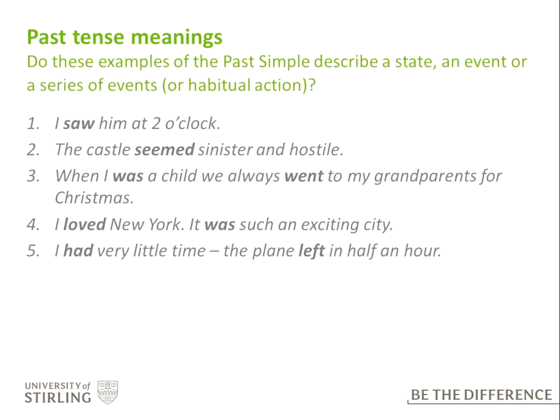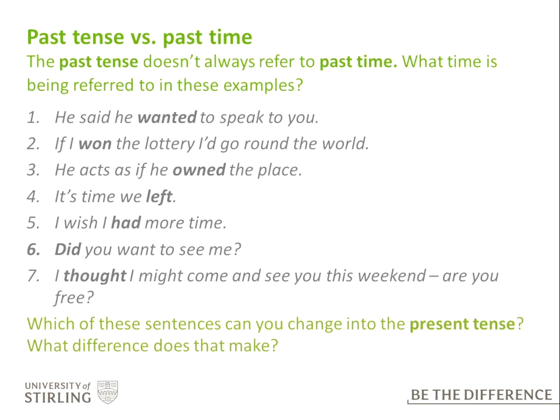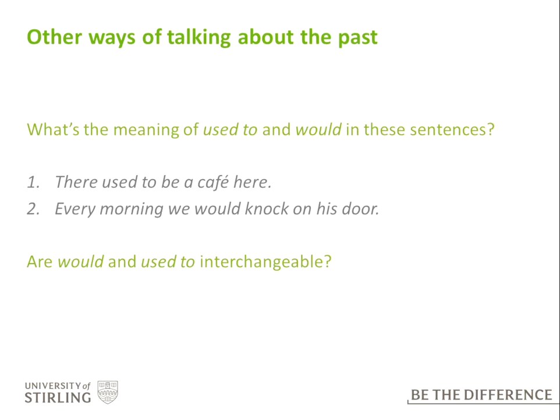Now, past tense. These examples of the past simple, do they describe a state, an event, or a series of events or habitual action? Past tense doesn't always refer to past time. What time is being referred to in these examples? And which of these sentences can you change into the present tense, and what difference does that make? Other ways of talking about the past, quite common, used to and would. What's the meaning, and can they be interchanged?